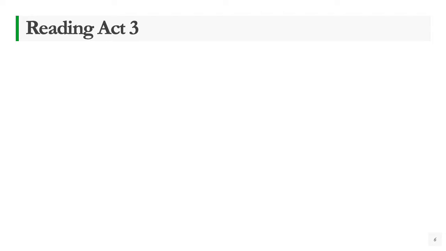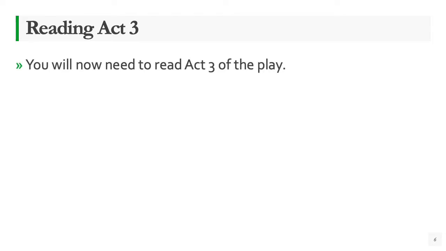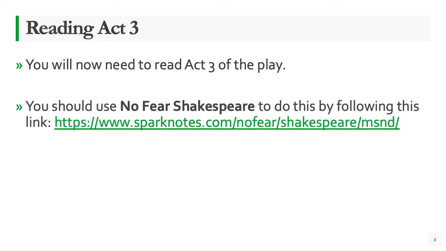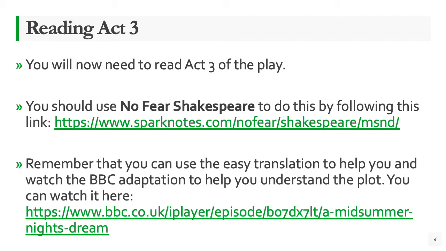So what we need to do before we do anything else is read Act 3 of the play. You should use No Fear Shakespeare to do this, and that will give you access to the entire play. But remember that you can also use the easy translation into modern English that's available on No Fear Shakespeare to help you. And you can get onto BBC iPlayer and watch a little bit more of the drama that we were watching in class to help you understand the plot and what's going on. So you should pause the video and read all of Act 3 now.